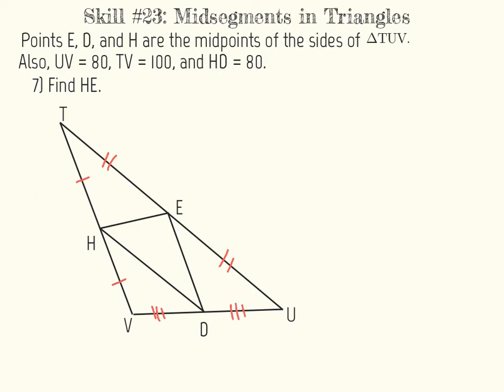Okay, so because we have all that, I'm going to go ahead and write in the other bits of information that we already know. We already know that UV, all the way to here, is 80, and we know that TV, so all the way down here, is 100, and we know that HD is 80.